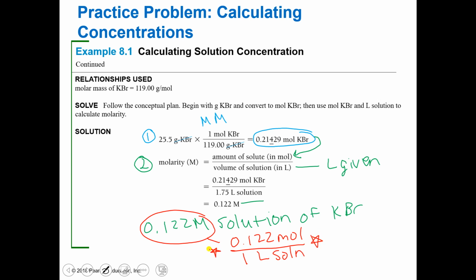If you use just this or this, you will confuse yourself when it comes to the math. Okay, so always stick to this format when we do what we're going to call solution stoichiometry. That's using molarity in a word problem to get from volume or molarity of one thing to volume or molarity of another thing.